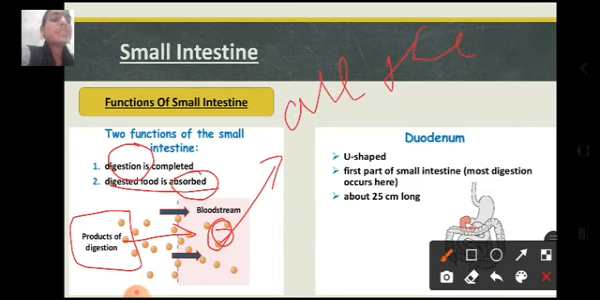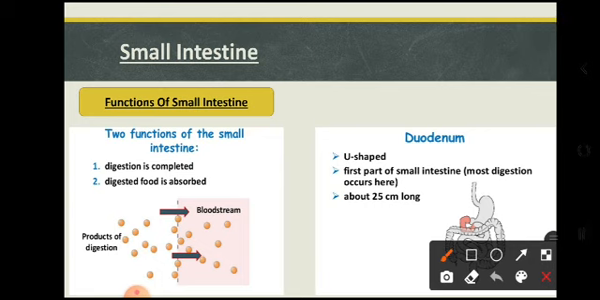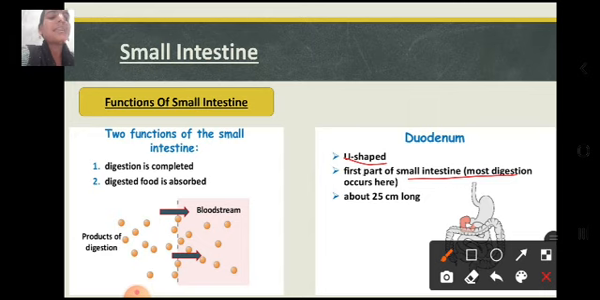Now let us discuss the parts of the small intestine one by one. Dealing with the first part, first of all we have the duodenum. The duodenum is a U-shaped structure. It is the first part of the small intestine and most of the digestion will take place in the duodenum only, and this part is about 25 centimeters long.